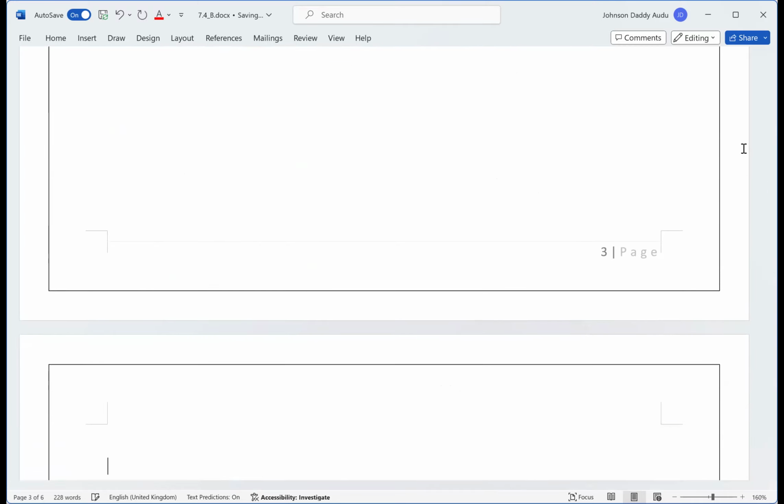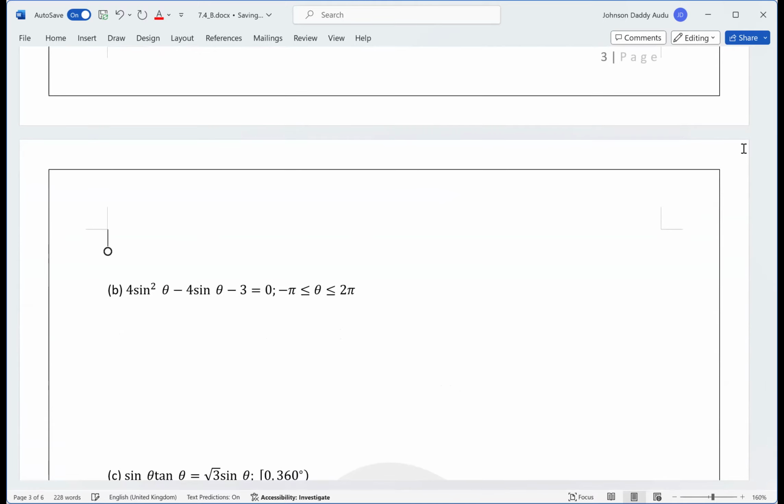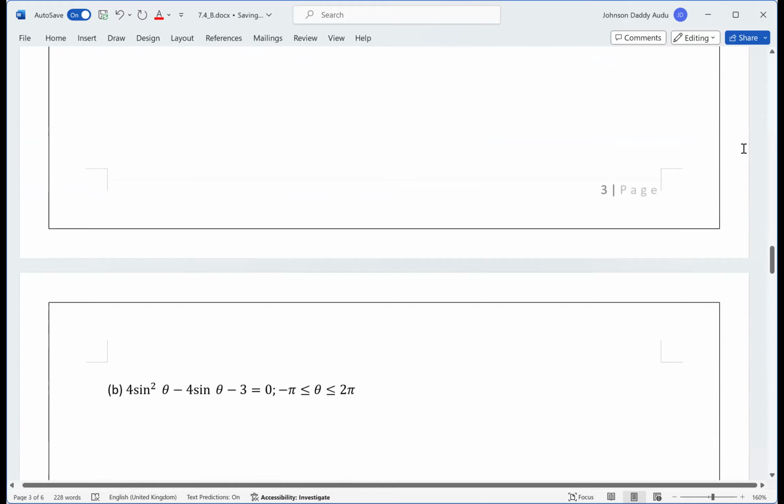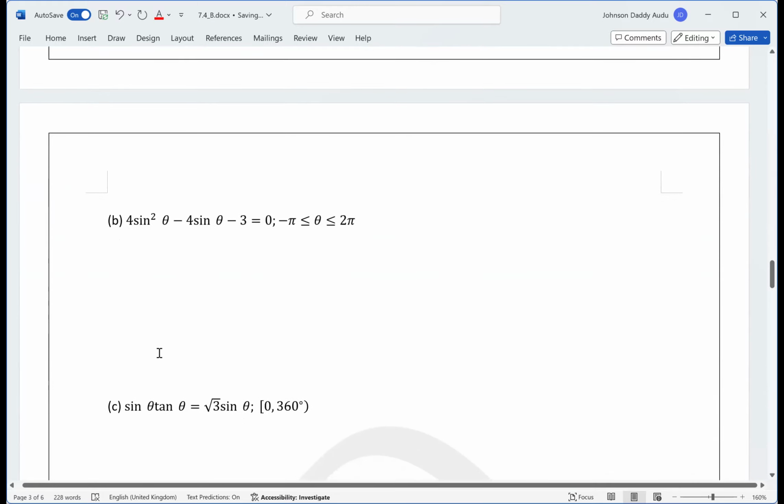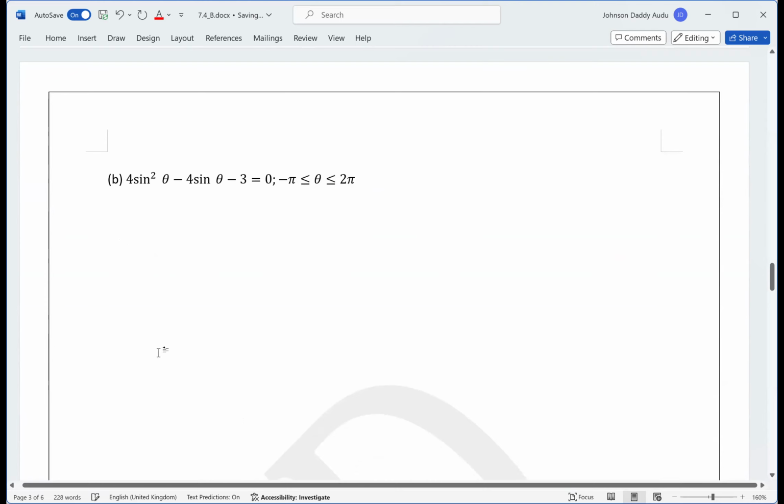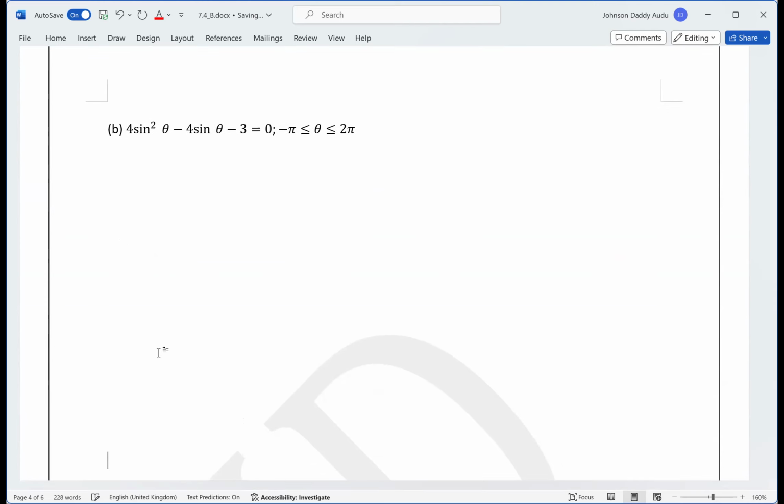All right, so let's see the next one. The next question is 4 sine squared theta minus 4 sine theta minus 3 equals 0. Here we do a similar thing. We can do our substitution directly because everything is already in terms of sine. So this will become 4u squared minus 4u minus 3 equals 0. Here we see how we can factorize this.